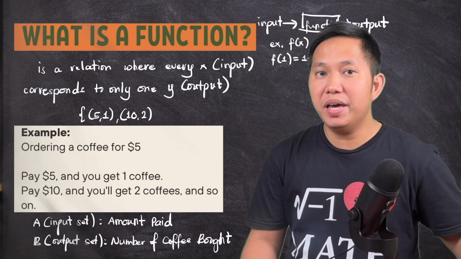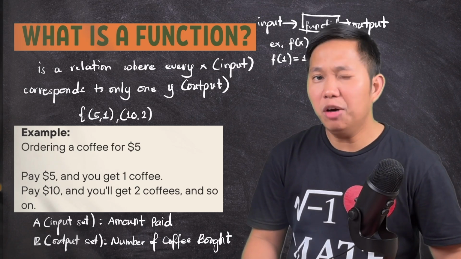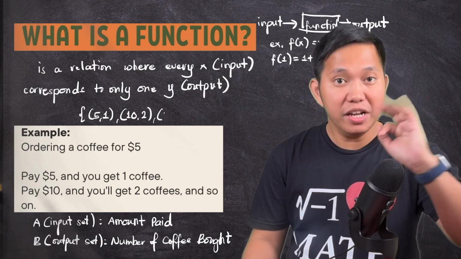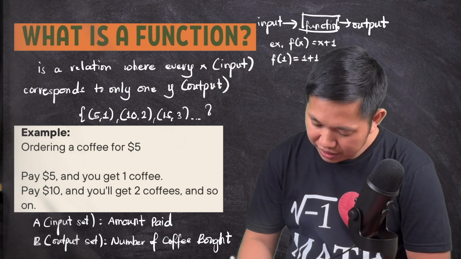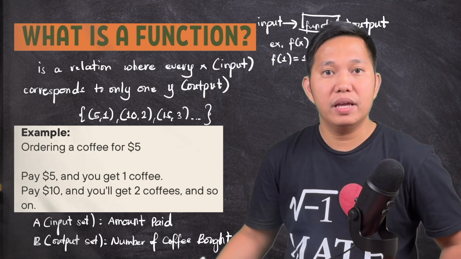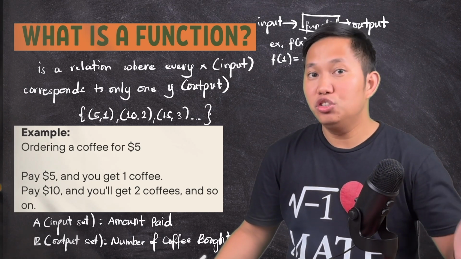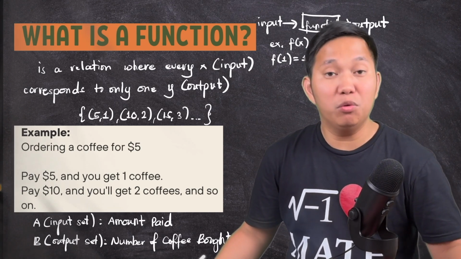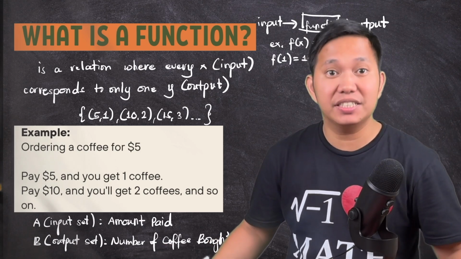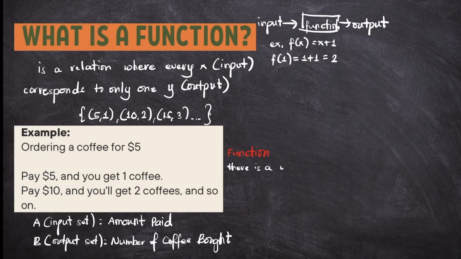If you will pay $15, how much coffee will you get? Correct. 3 coffees. So 15, 3, and so on. In this relation, do we have a unique or only one output for each input value? Yes. So, this relation is a function, since there's a unique output for each input.